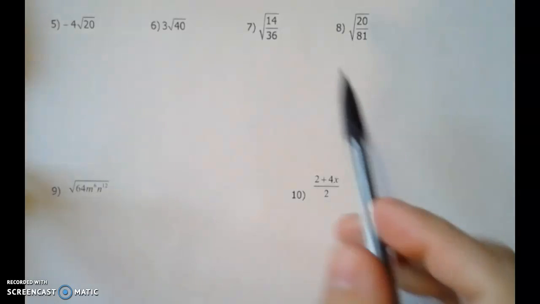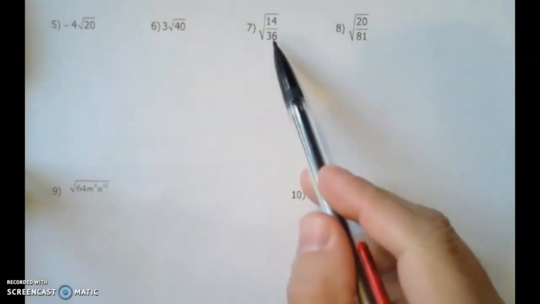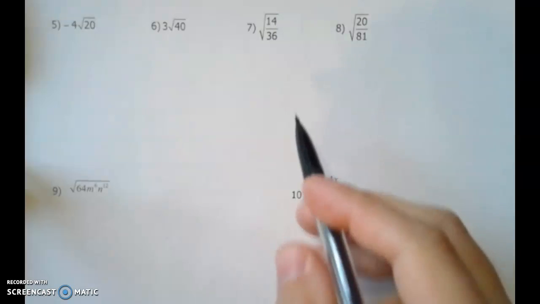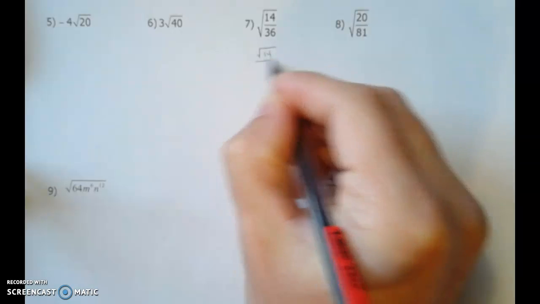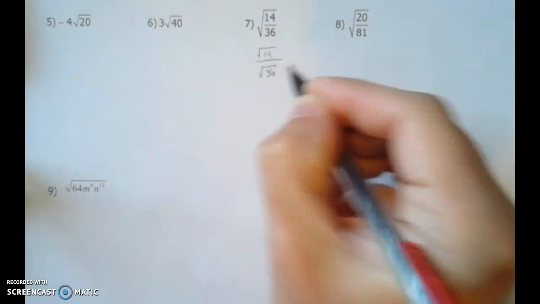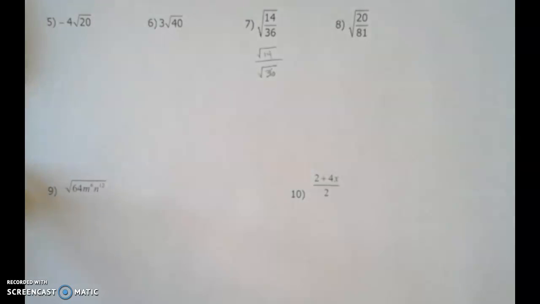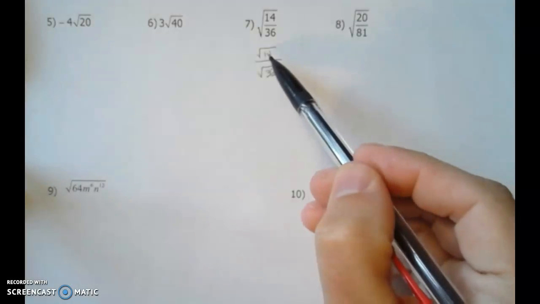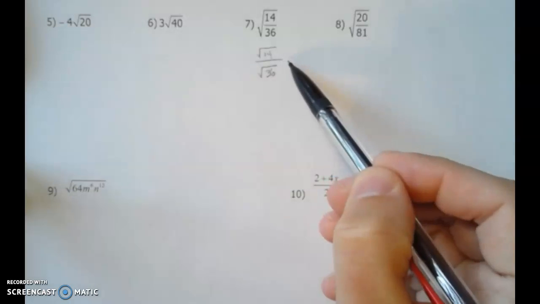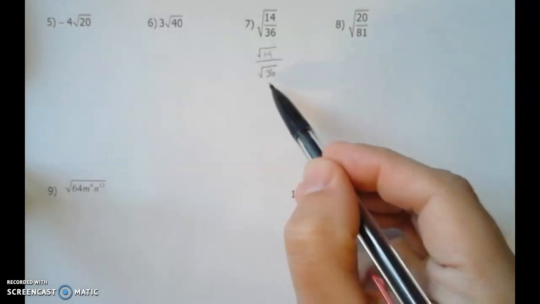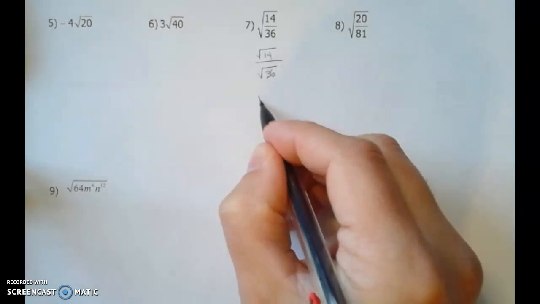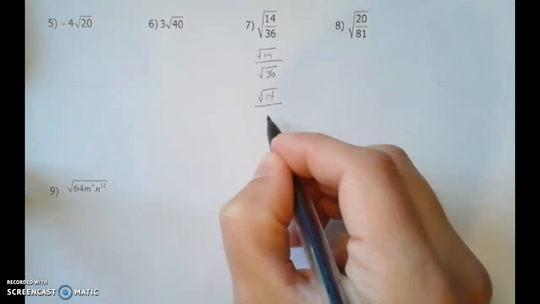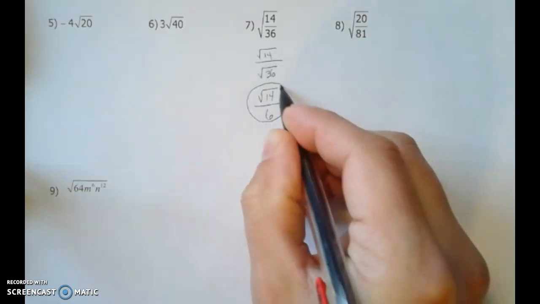In question number 7, notice that it's a radical of a fraction, 14 over 36. I can rewrite this as radical 14 over radical 36. Now I can't do anything with radical 14. There's no perfect square that goes nicely into 14, but I can simplify the denominator, radical 36, which equals 6. So this in simplest form is just radical 14 over 6.